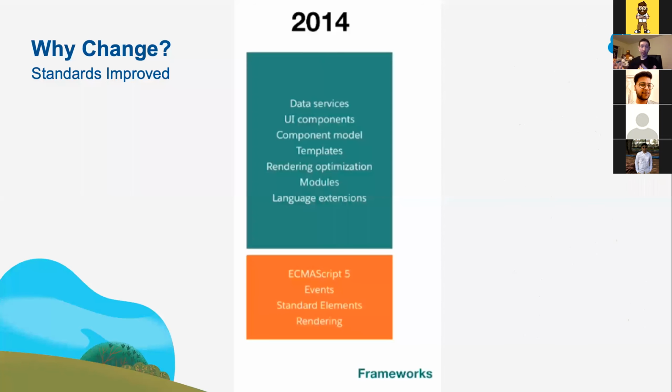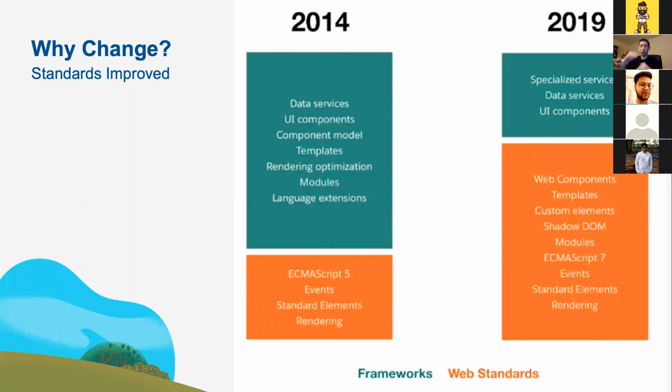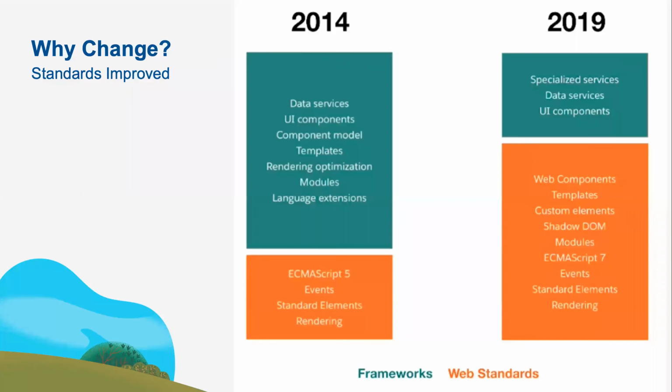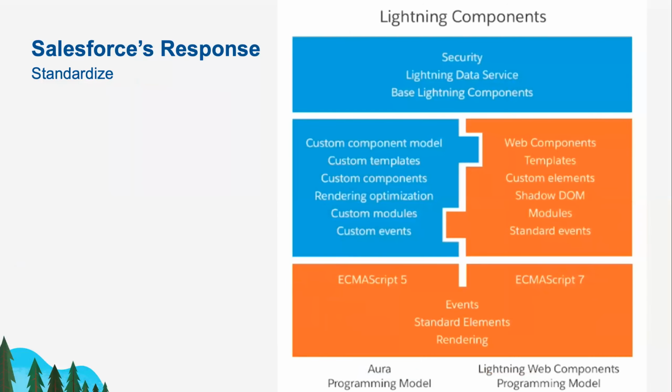You fast forward to 2019 though, and the ratio has actually shifted quite a bit. The web standards, the browser, is actually pretty powerful in handling a lot of these things that the frameworks used to have to handle on their own. Because of that, number one, it makes it a lot easier for everybody if everybody's working off the same standard. But number two, it's also allowed the frameworks to become a lot more lightweight. And so Salesforce responded to this and said, look, that's great. Let's embrace these web standards, take advantage of them, and come out with our own model here. And this is Salesforce's response to that.